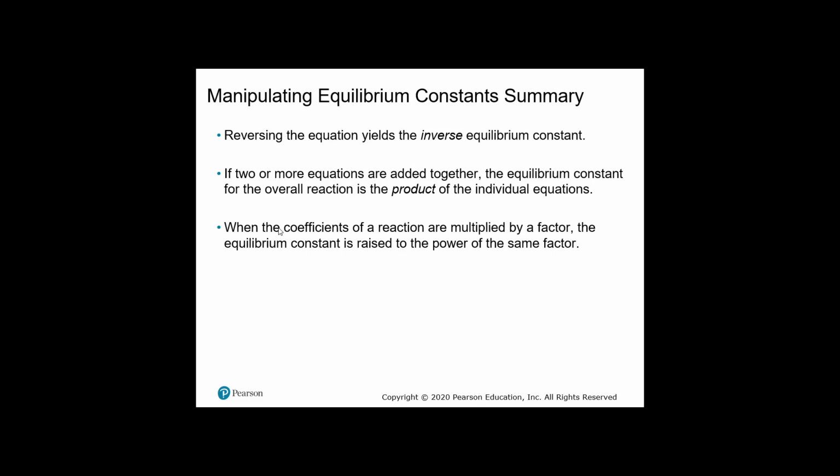Okay, so we covered that. Reversing the equation yields the inverse equilibrium constant. If two or more equations are added together, the equilibrium constant for the overall is the product of the individual equilibrium constants. When the coefficients of a reaction are multiplied by a factor, then the equilibrium constant has to also be raised to that same power of what everything was multiplied by. Okay, that's it.